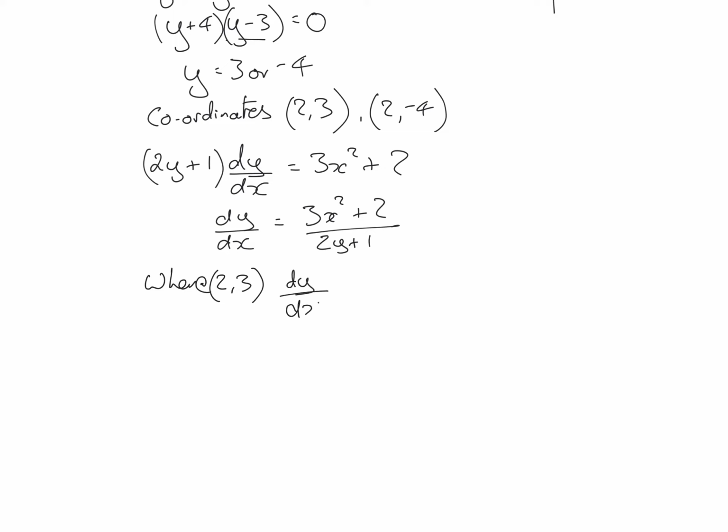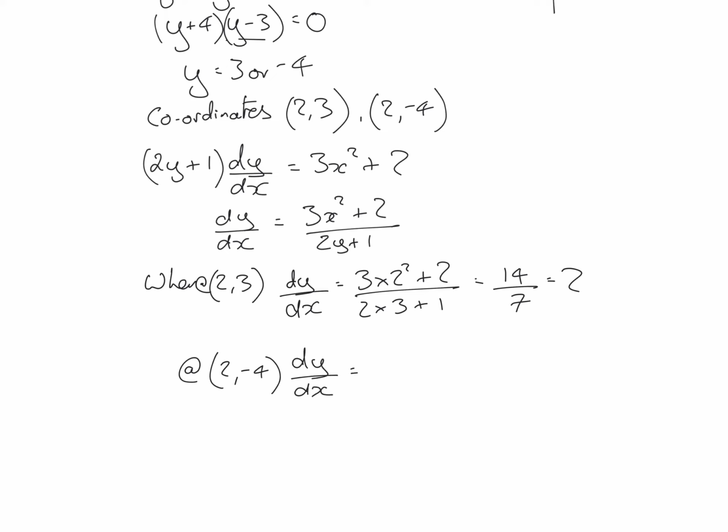So at 2, 3, dy by dx equals 3 times 2 squared plus 2 divided by 2 times 3 plus 1, which is 12 plus 2, 14, 14 over 7, which is 2. And then at 2, minus 4, dy by dx equals 3 times 2 squared plus 2 over 2 times minus 4 plus 1, minus 7, then we've got minus 2.